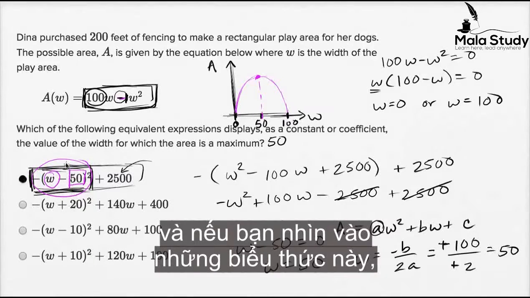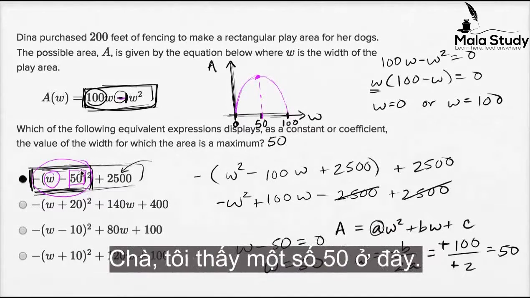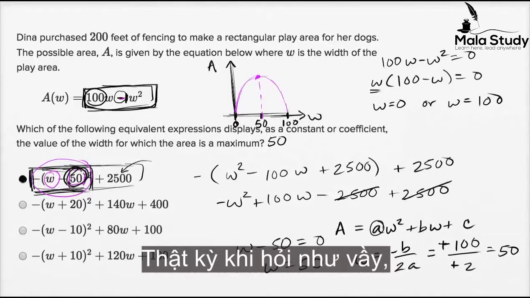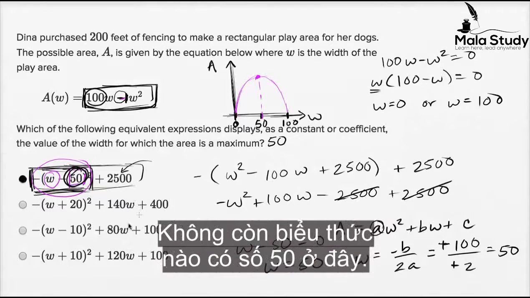And if you looked at these expressions, which of these involve 50 as a constant or coefficient? Well, I see a 50 right there. It's a little bit of a strange way of asking it, but there's a 50 there. It's being subtracted, but it does show up. None of these other ones have a 50 anywhere to be seen.